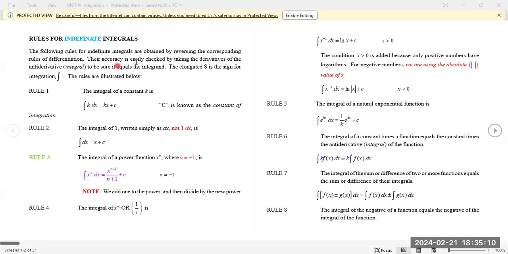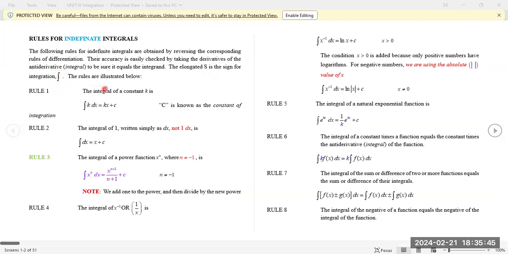So to check it, all we do is differentiate the integral and be sure it's equal to the integrand, what it is that we're integrating. All right? So if we integrate a function and we get the answer and then we differentiate the answer, we're supposed to get back the original function, which is the integrand. And then that elongated S is the sign for integration. This is not an S, it just looks like an elongated S, right?